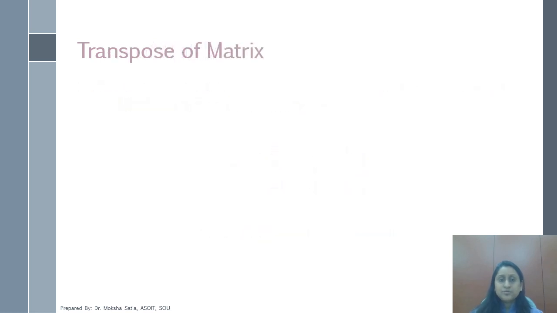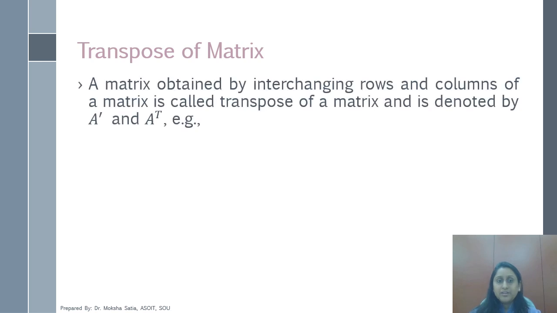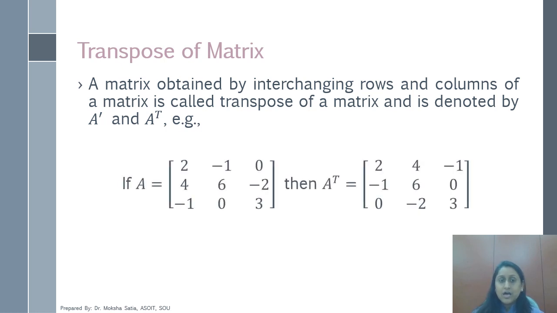Next is the transpose of a matrix. A matrix obtained by interchanging rows and columns of a matrix is called the transpose of a matrix. It is denoted by A dash or A T, means A transpose. For example, let's take a matrix 2, minus 1, 0, 4, 6, minus 2, minus 1, 0 and 3. Now let's convert its first row into its first column.